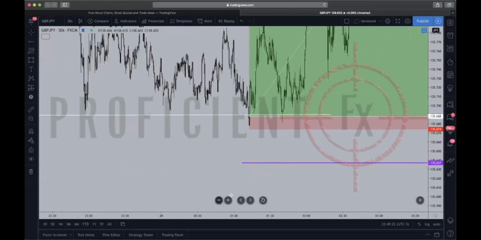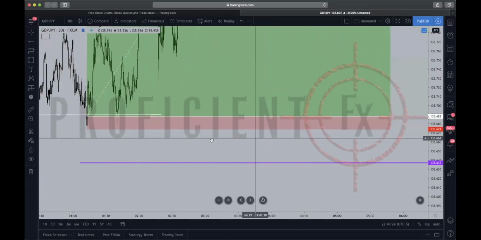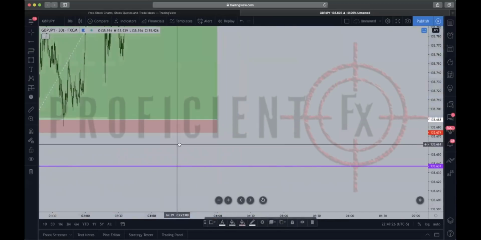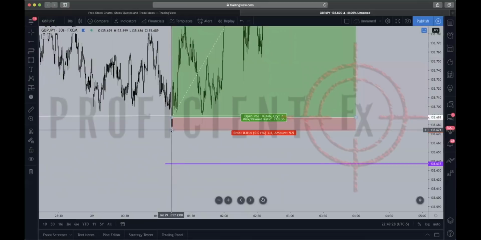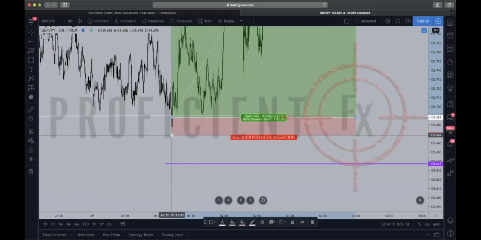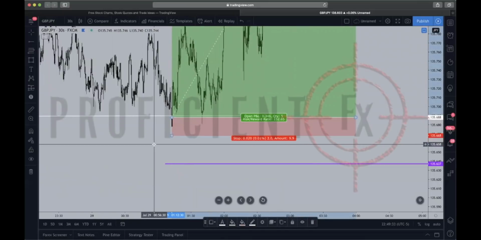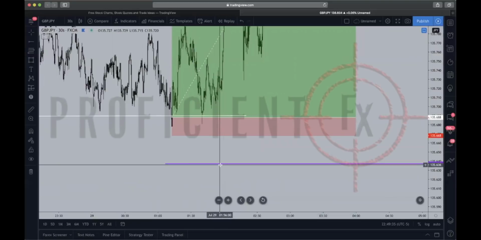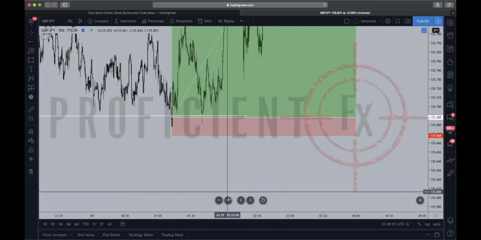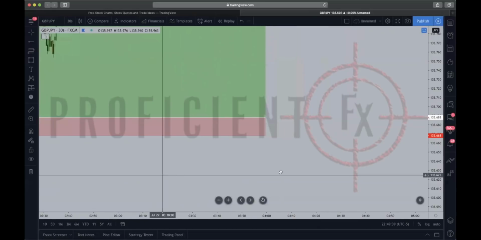So let me zoom out a little bit. See, that's 1.4 pips. We can make it 2 though, 1.5 or 2 pips. I would just go 2 pips to be safe, but you can see the same concept I've been teaching you over and over and over.